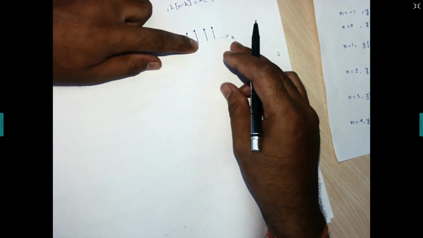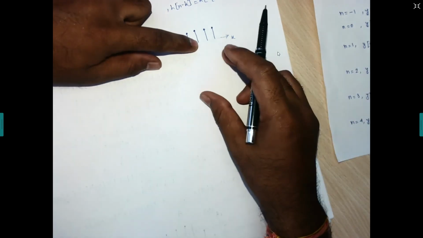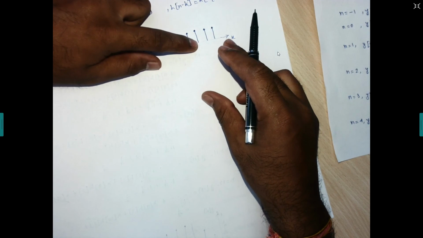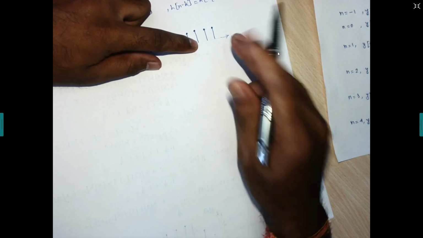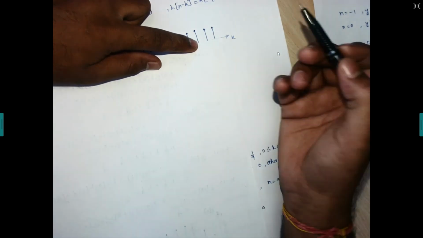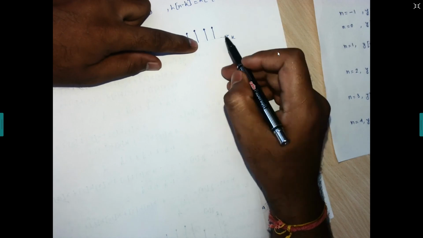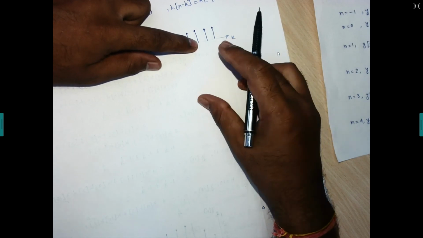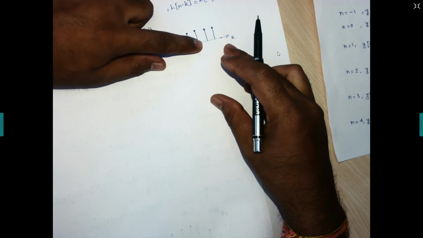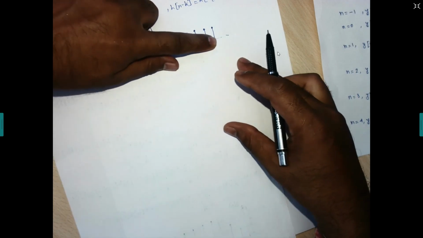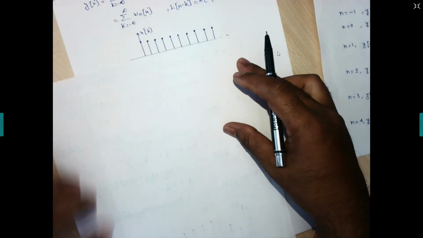Now if you move further, only 3 samples have the interaction with the 4 samples of h of n minus k. Only 3. So what is happening? The other samples which are left will have 0, because there is nothing to interact with this h of n minus k. In this way, if you move further, only 2 samples are left. If you move further, only 1 sample is left.